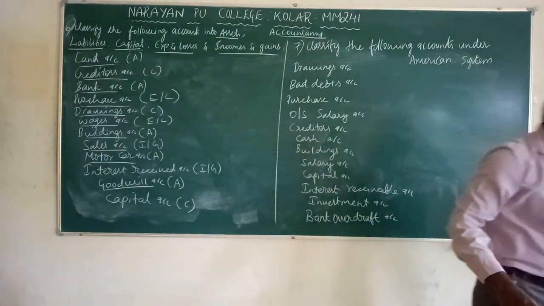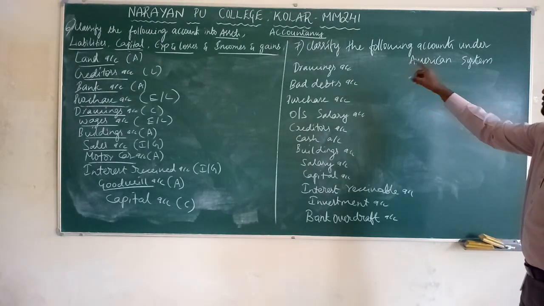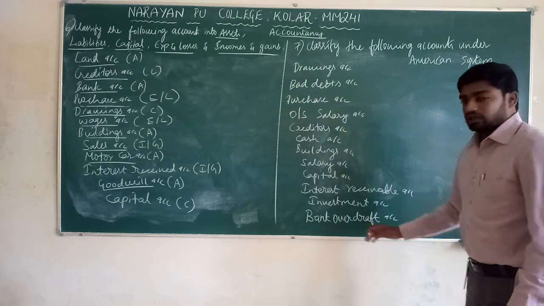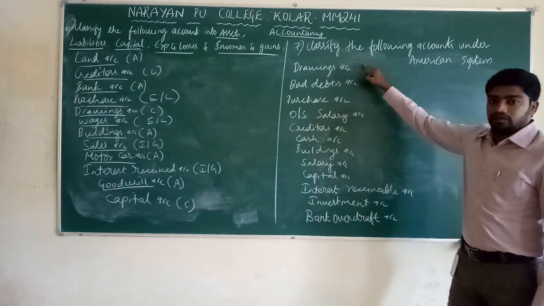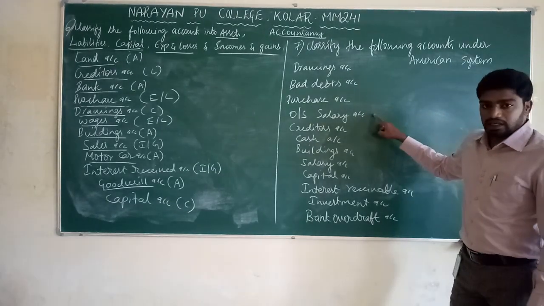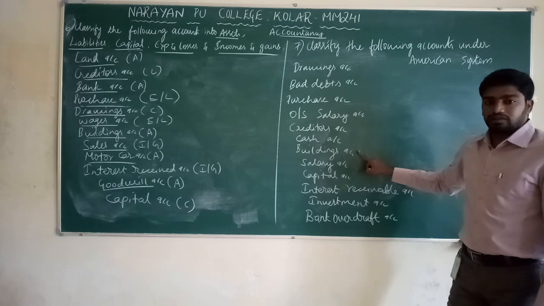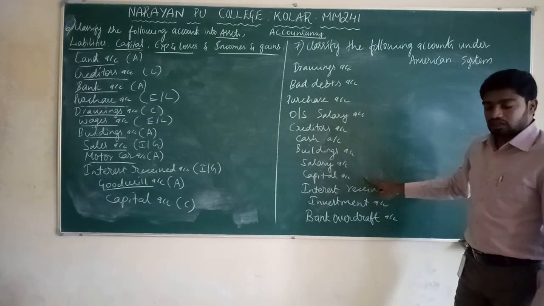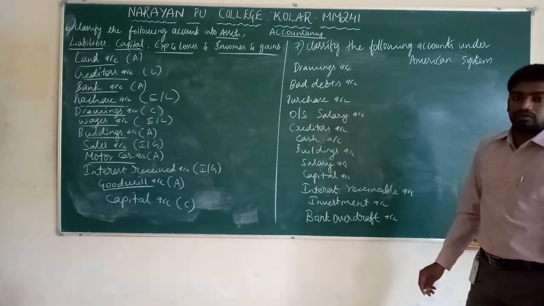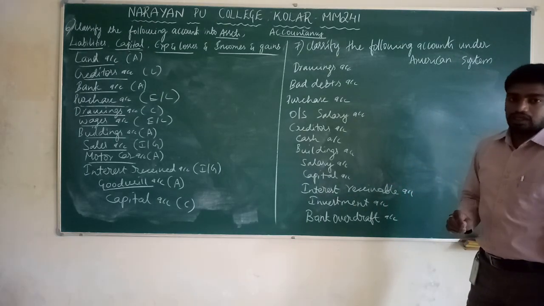Then on this classification, this is the last question. You have to do it by your own. The seventh question is, classify the following accounts under American system, which is very important. Let us see which are the accounts they have given to you. Drawings account, bad debts account, purchase account, outstanding salary account, creditors account, cash account, buildings account, salary account, capital account, interest receivable account, investment account, and bank overdraft account. By taking the help of these accounts, you have to do the classifications.